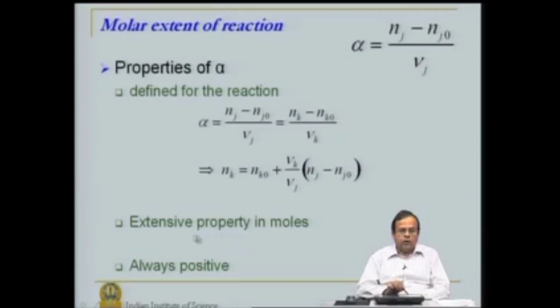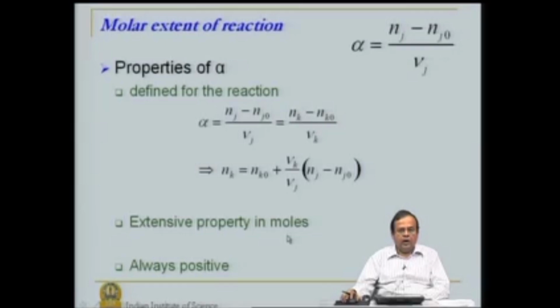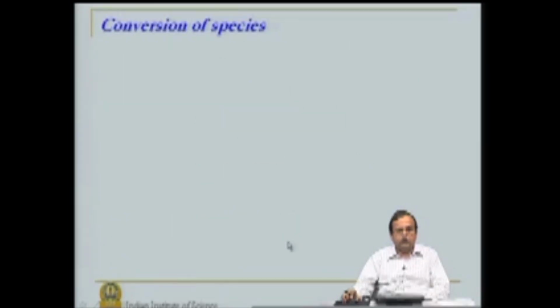Alpha, that is the extent of reaction, is also an extensive property, that is, it is related to the mass of the system. In thermodynamics you have studied intensive properties and extensive properties. Alpha is one of the extensive properties because it is in moles. So, it is associated with mass.